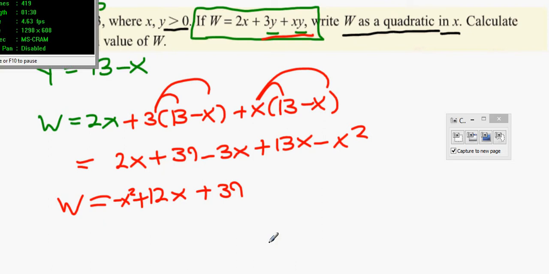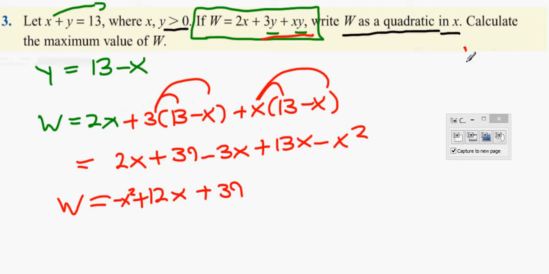Sorry, excuse me guys, this is exercise 15.4. So what we're going to get next is w. We're going to have to calculate the maximum value of w.